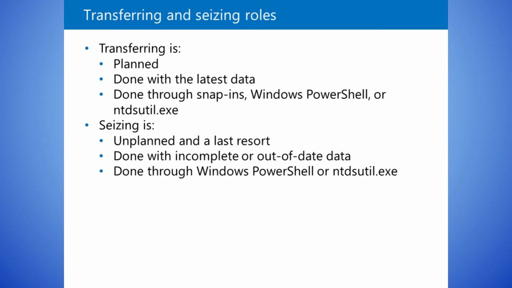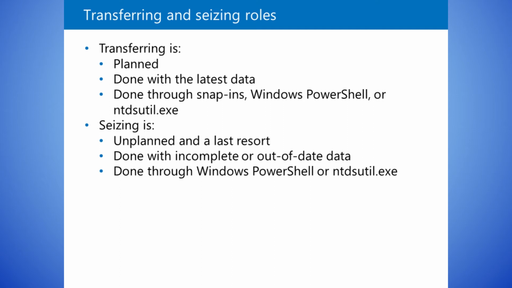When you transfer a role, the latest data from the domain controller in that role replicates to the target server. You should seize a role only as a last resort. When you seize a role, the original domain controller is not available, so the available data might be incomplete or out of date. Transferring FSMO roles.